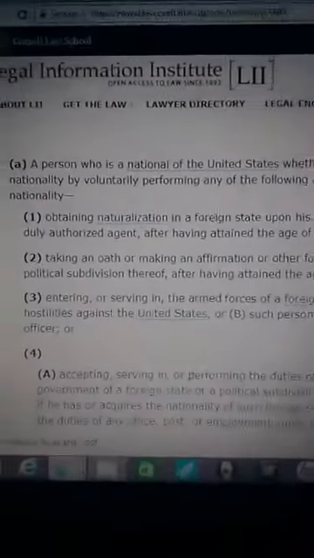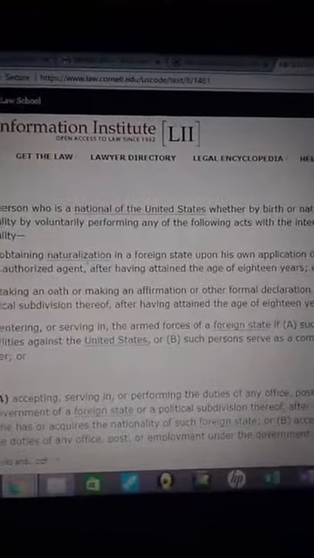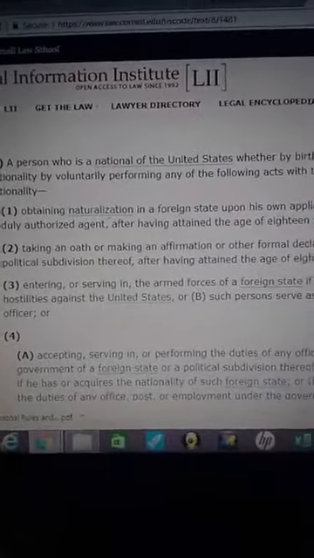All right, it says right here. Let's look at it again. First it says a person who is a national of the United States, whether by birth or naturalization, shall lose his nationality by voluntarily performing any of the following acts with the intention of relinquishing United States nationality, citizenship, same thing. Okay, now we'll go to two. Taking an oath or making an affirmation or other formal declaration of allegiance to a foreign state. It does not say temple.